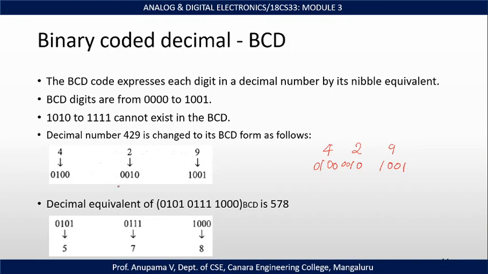So we have to group a set of 4 bits. I have grouped the first 4 bits as one set, the next 4 bits as the second set, and the next 4 bits as the third set. That is 0101, which is equivalent to 5, 0111, which is equivalent to 7, and 1000, which is equivalent to 8. That is, this particular BCD is equivalent to 578 in decimal.